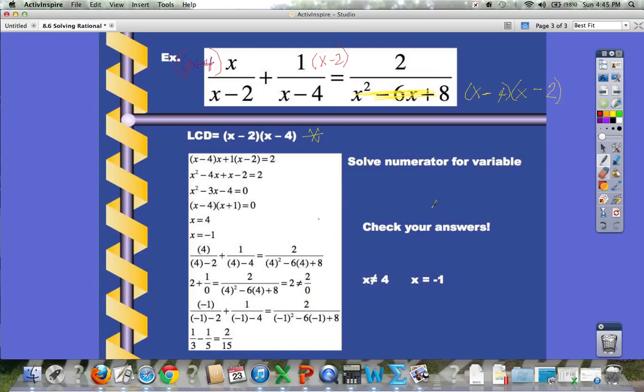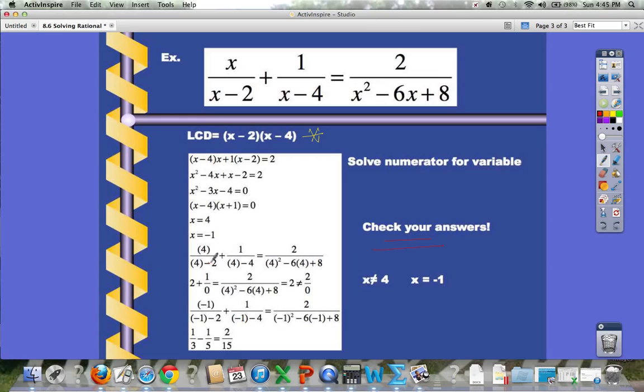Now, you must check your answers. You must plug each one of those back into the original equation. I would go back up here and plug it in just like you see it, everywhere there's an x. You can see there are x's all over the place. You're going to be working with fractions, and does that equal this one? So I'm going to plug in 4, and as you can see, I've done that down here.